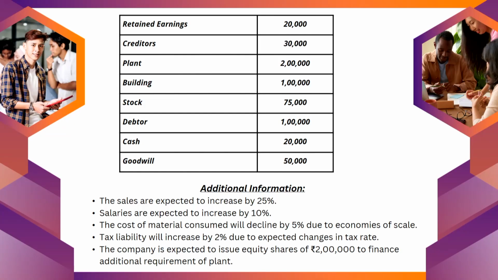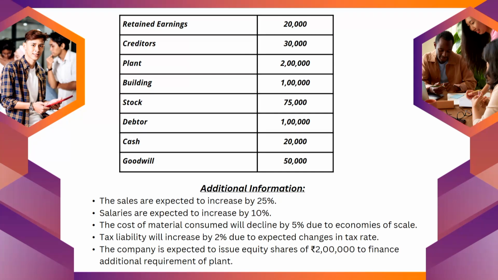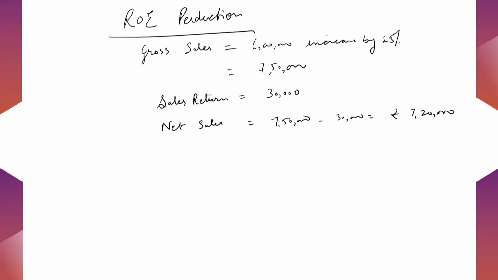Now next is interest income, 50,000. We are not provided any additional information for this, so it will remain the same. But the cost of material consumed is given as 3,50,000, which is against 6 lakh of sales. So as the sales has increased, definitely this amount would have to change proportionately. But one additional piece of information is that the cost of material consumed will decline by 5% due to the economies of scale. So we consider both things simultaneously.